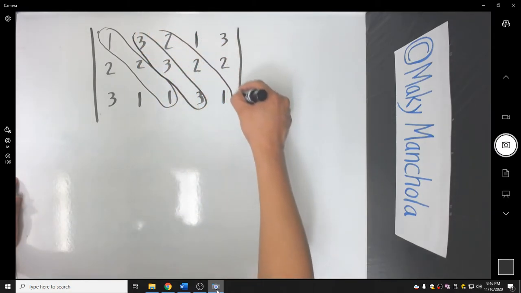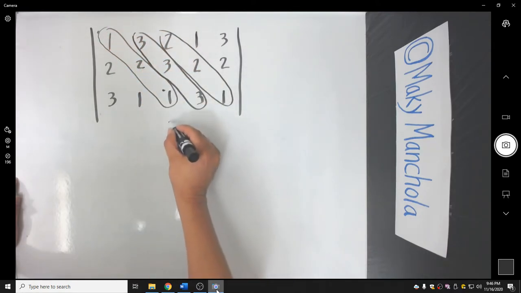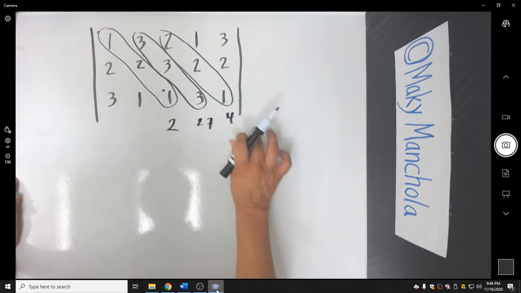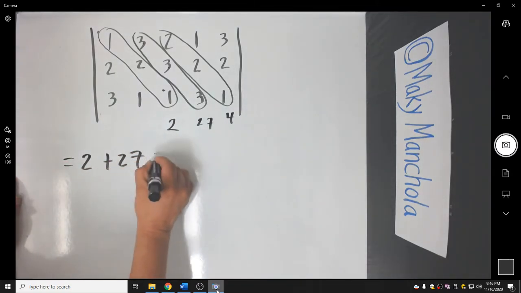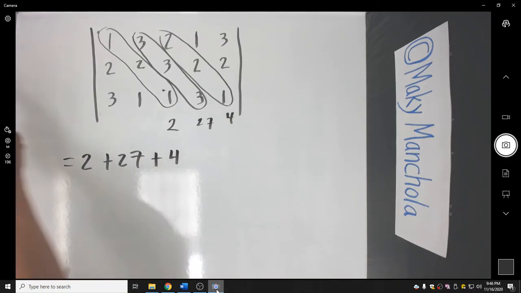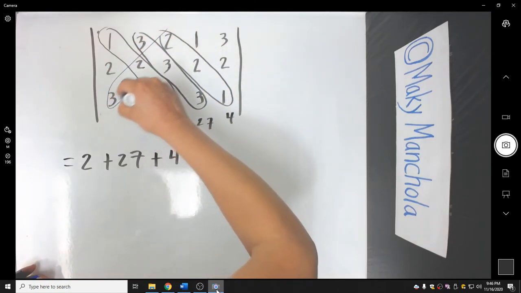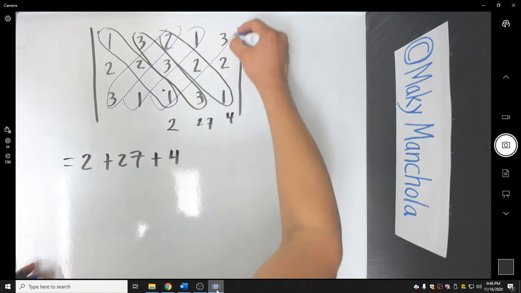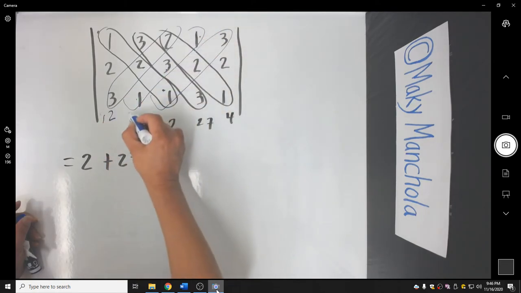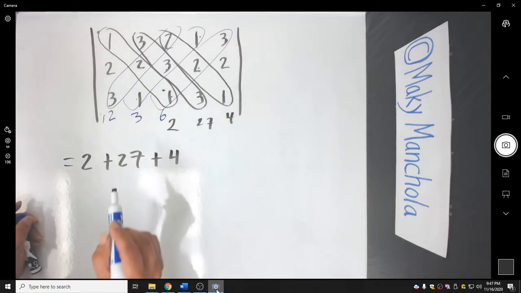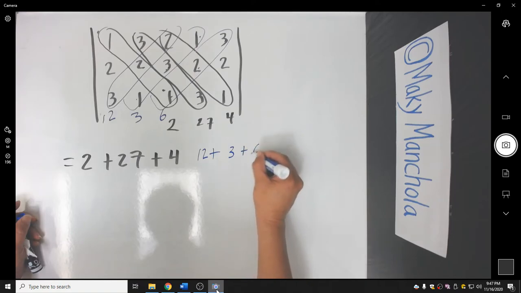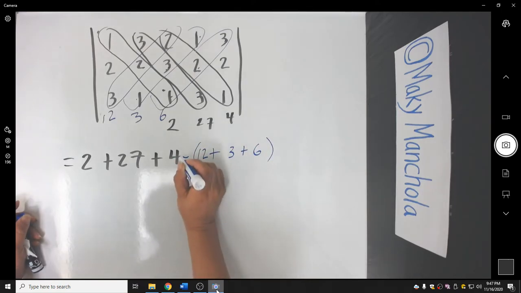the main diagonals. 1 times 2 times 1, that's 2. 3 times 3 times 3 is 27. 2 times 2 times 1 is 4. You add those, so you get 2 plus 27 plus 4. Then you do the same with the reverse diagonals. So now I go to these 3 diagonals. I multiply each of them, so 3 times 2 times 2 is 12. 1 times 3 times 1 is 3. 1 times 2 times 3 is 6. And then what you do is you add them. So you say 12 plus 3 plus 6. But then you subtract the result from your previous sum.